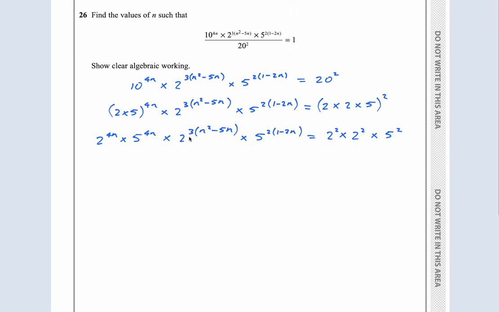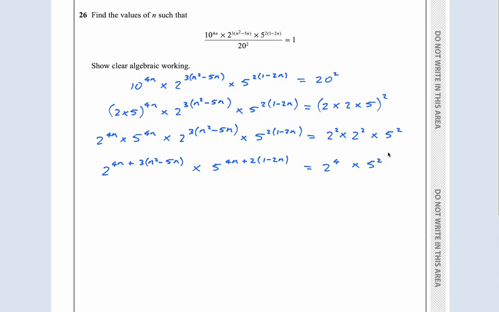2 to the power of this times 2 to the power of this is 2 to the power of this plus this. That's our first rule of indices. So I can join my 2's together here. This is 2 to the power of 4n plus 3 times n squared minus 5n. And I'll join my 5's. 5 to the power of 4n plus, again I can add them, plus 2 times 1 minus 2n. And this is equal to 2 to the power of 4, add these two powers, times 5 squared.